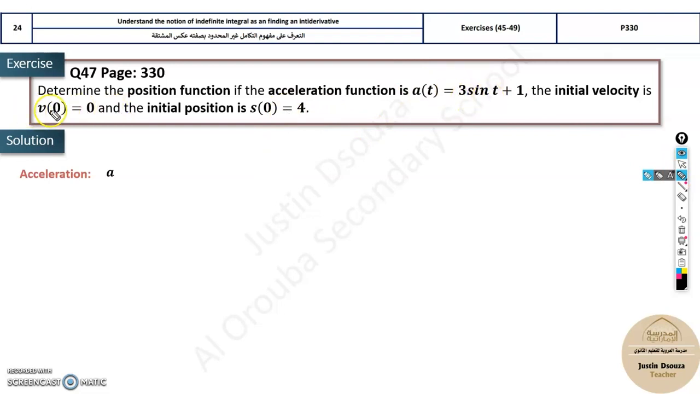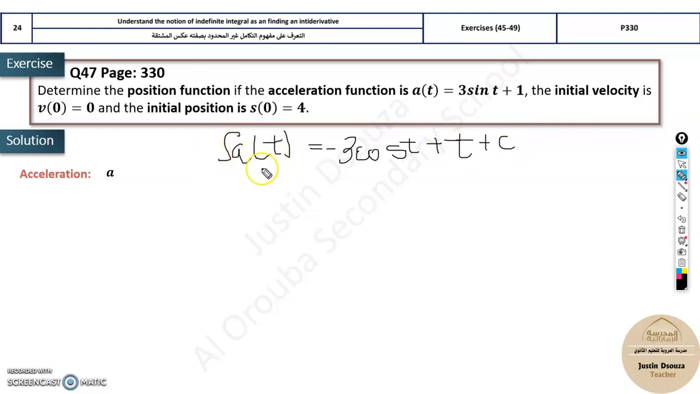So remember, be careful when you substitute these initial points. Now the integral of acceleration will be equal to 3 cos... See, now I forgot the minus sign, it will be minus cos, okay? The integral of sine is minus cos t plus c, sorry. Now this integral of a of t means it is v of t, okay?